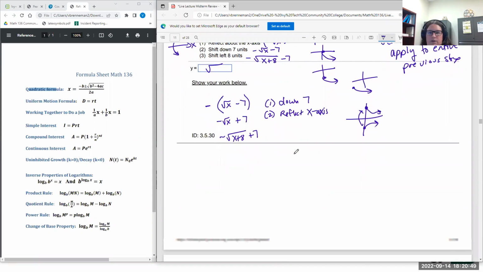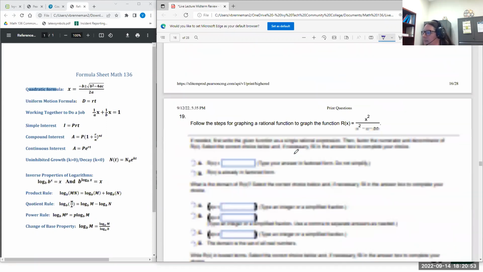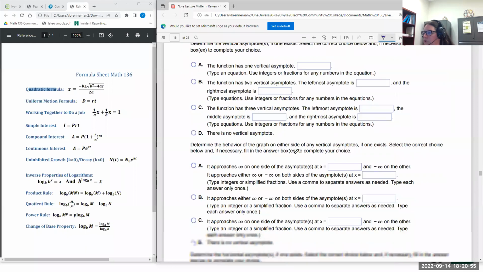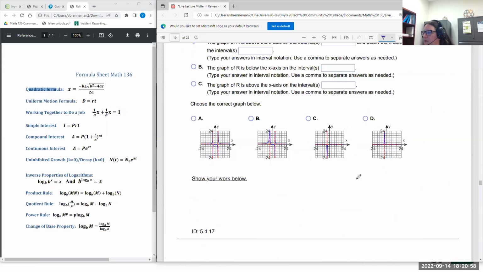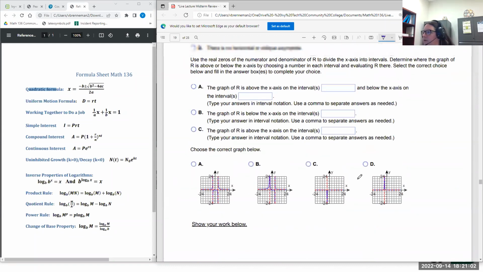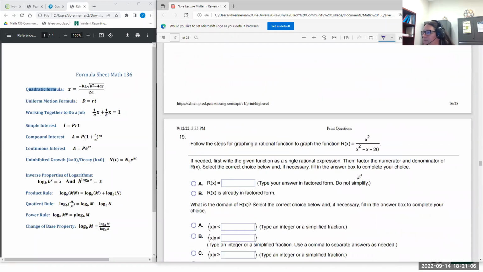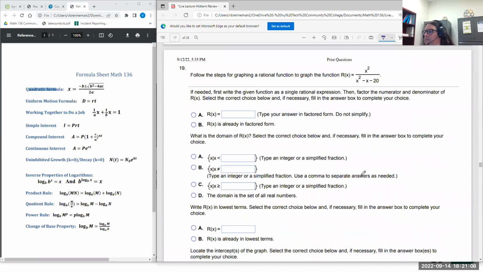Okay, I'm going to go on and look at some of those insanely many-part rational function questions. So basically, just to go through all these pieces. First, you need to factor. That's always going to be a thing that you need to factor.